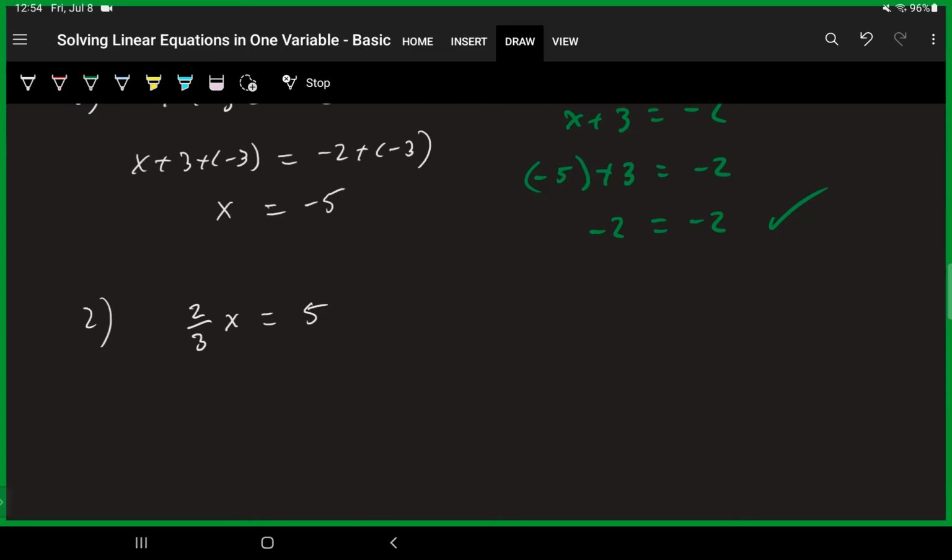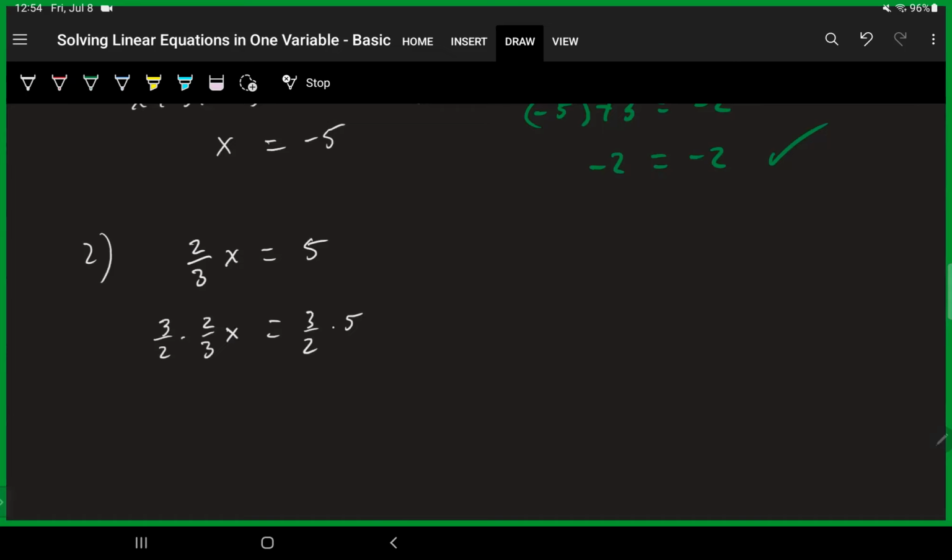So what I'm going to do is, well, I could divide 2/3 x by 2/3, because there's multiplication here, but I like multiplying by the reciprocal whenever I have fractions. So I'm going to multiply both sides by the reciprocal, 3/2. So 3/2 times 2/3 x is 3/2 times 5.